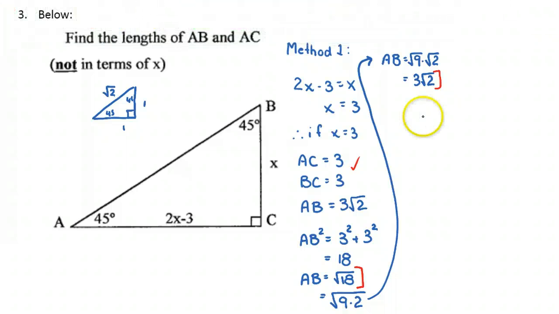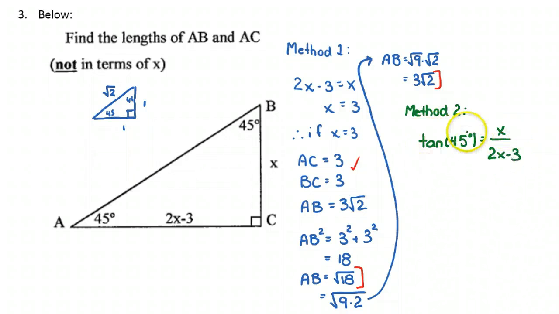Okay, let's look at the second method that students use for this. And I say students, but I should say anyone uses for this. The second technique that some people would use is, well, if this is 45 degrees and we have the opposite and the adjacent, we can say tan of 45 degrees is equal to x over 2x minus 3. We could get our calculator out and take tan of 45, which gives 1, so 1 equals x over 2x minus 3. Then multiply both sides by 2x minus 3, so I get 2x minus 3 equals x. From this point on, it's the same question.